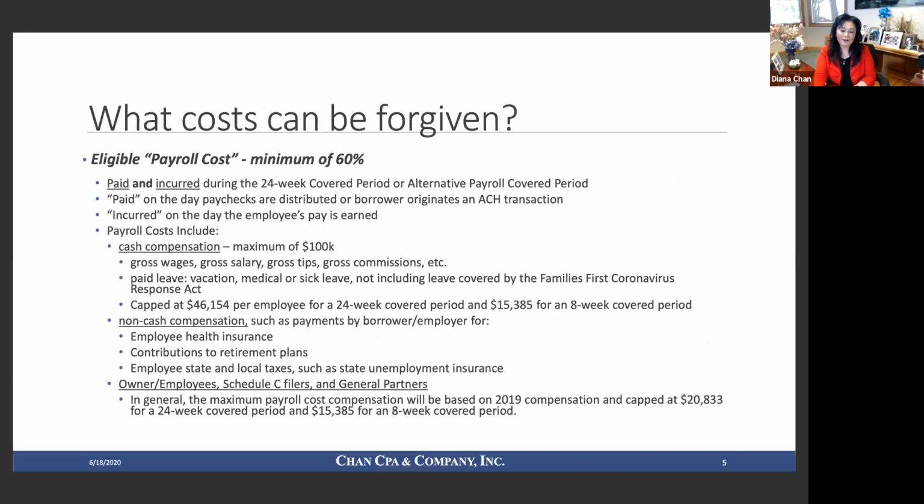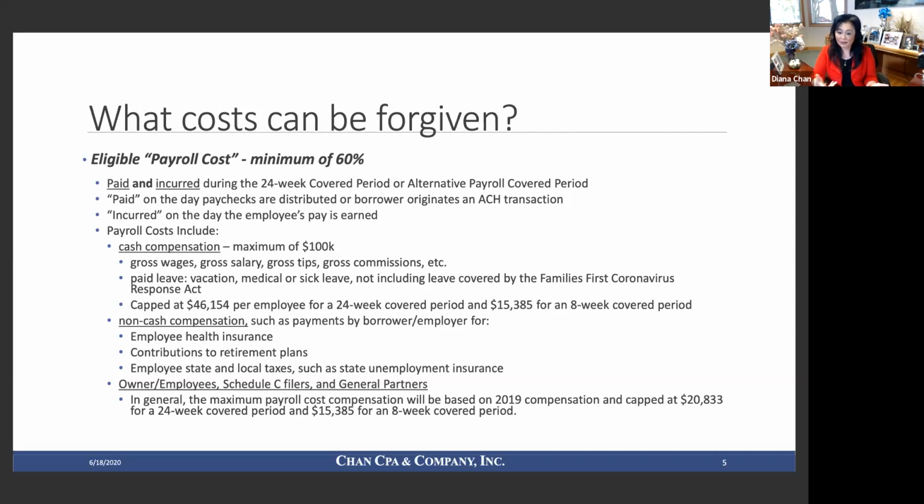Now on slides 5 and 6, this is really important too, because a lot of you have been asking, what costs can be forgiven? Well, first of all, of the loan amount that was provided to you, a minimum of 60% is a requirement for eligible payroll cost. So this is important because you might have heard it used to be 75%.